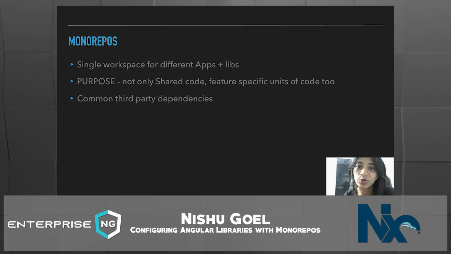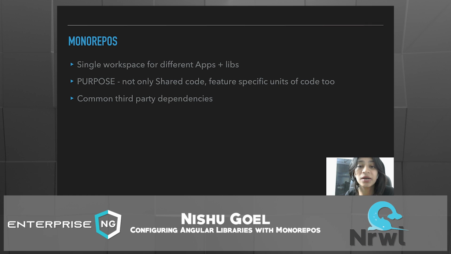So we know that monorepos tell us that there should be a single workspace for having your different applications and libraries. And the purpose of having a monorepo is not just to have shared code between different libraries, but also to divide your library into smaller libraries. Maybe there are several features inside your library which could be broken down into smaller features, so that way you could have many libraries which combine and comprise the features of one particular big library.